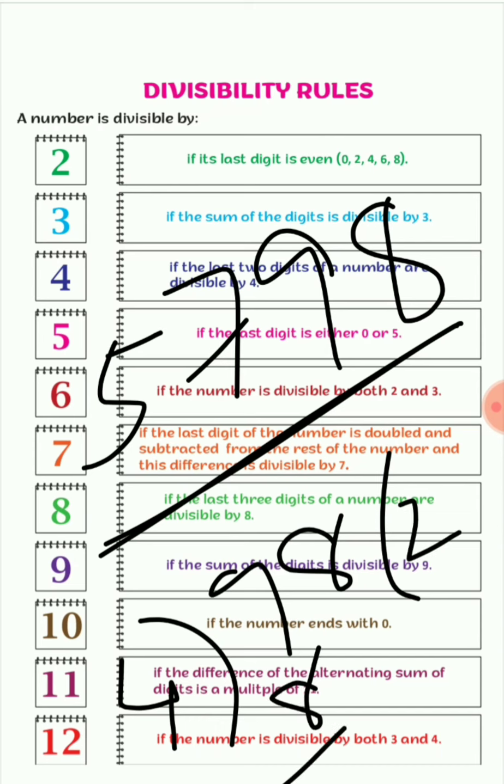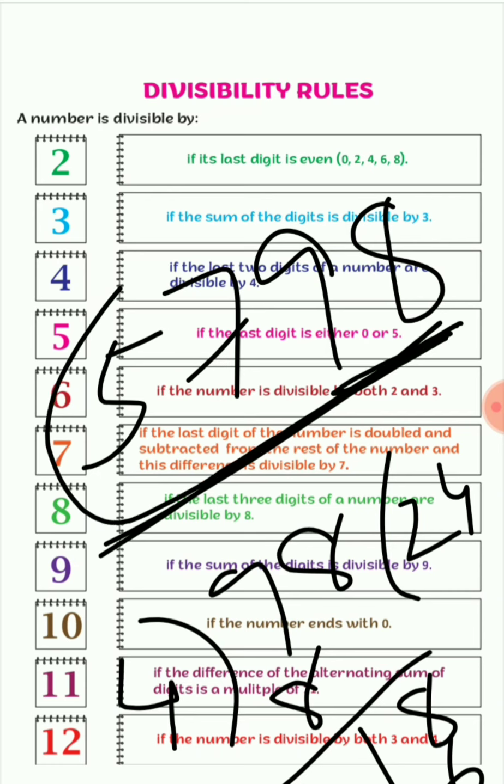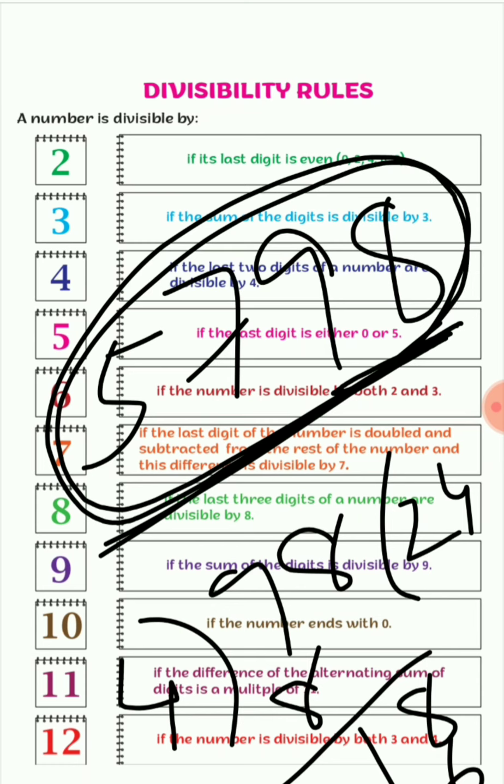4 times 4 is 16, 4 times 2 is 8, 18 minus 16 is 2. So the remainder will be 2. Hence 98 is not divisible by 4. This implies that the whole number is not divisible by 4.